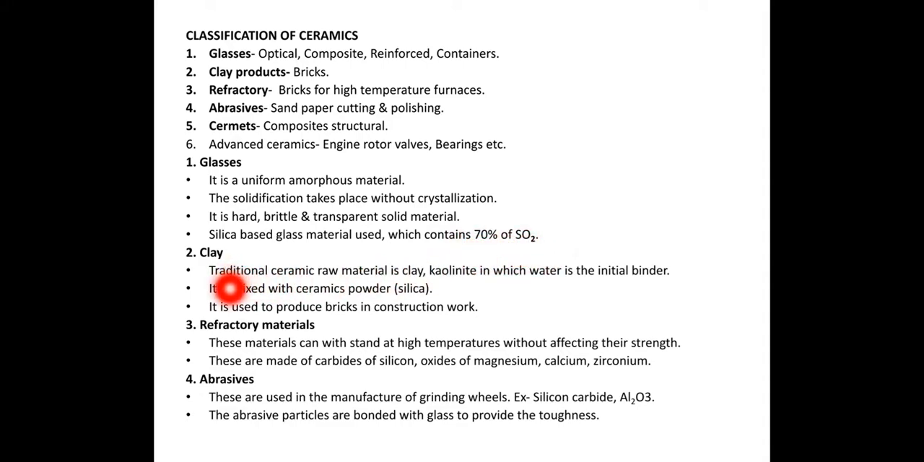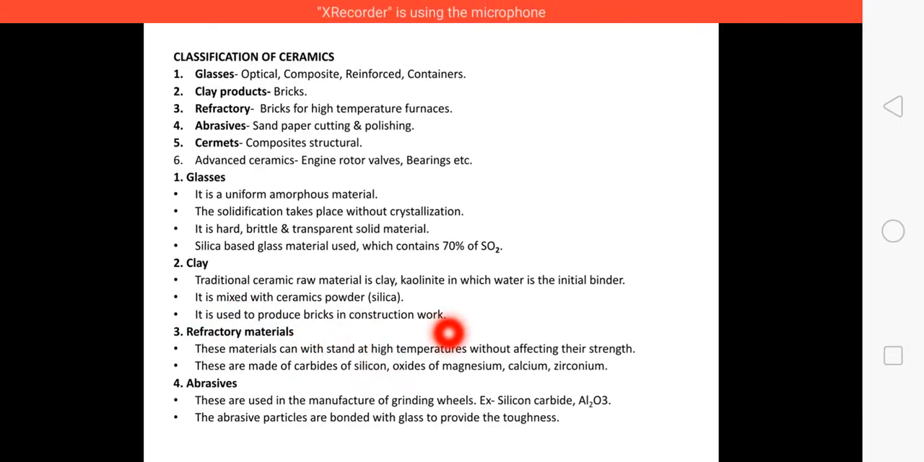Now clay. The traditional ceramic raw material is clay, kaolinite, in which water is the initial binder. Okay. It is mixed with ceramic powder, that is silica, to get a uniform mixture. It is used to produce bricks in construction work.